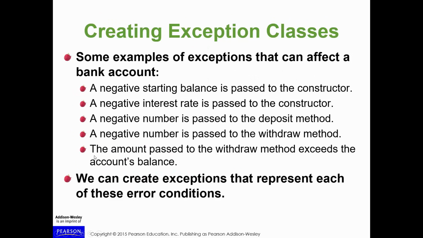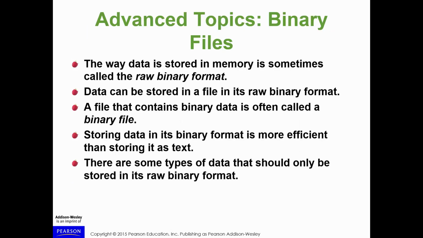Here are some examples of exceptions that could occur. Notice in the first 4 cases, they're all negative numbers. You can't have a negative starting balance or a negative interest rate. You can't pass a negative number into a deposit or a withdrawal method. You also, the way this is set up, can never have overdraws. So any withdrawal cannot exceed the current account balance. So you can create exceptions for each one of those.